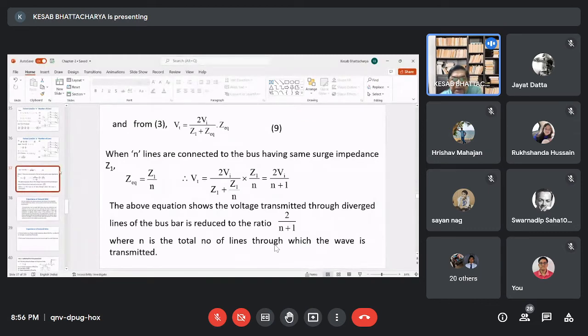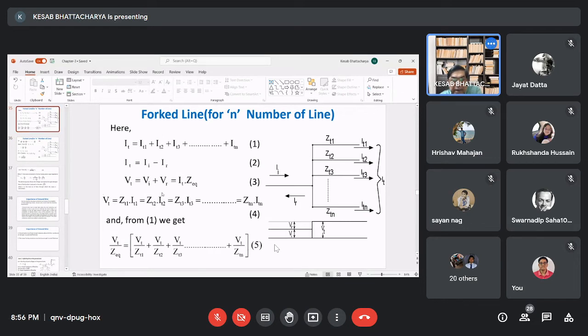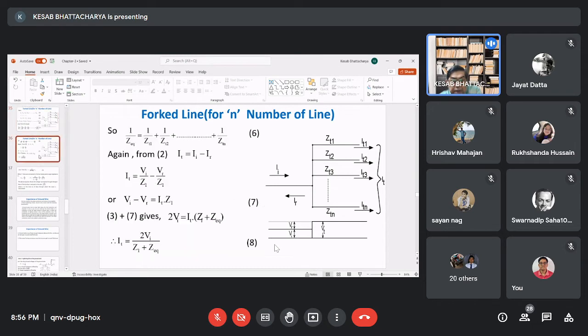Okay, now you tell me from 3, VT is equal to this. Can we write 2V1 by Z1 plus Z equivalent into Z equivalent? From 8, we know IT. From 3, what we can write? VT is equal to IT into Z equivalent. And from 8 we can write IT is equal to 2 VI by Z1 plus Z equivalent. That into Z equivalent will be your VT.